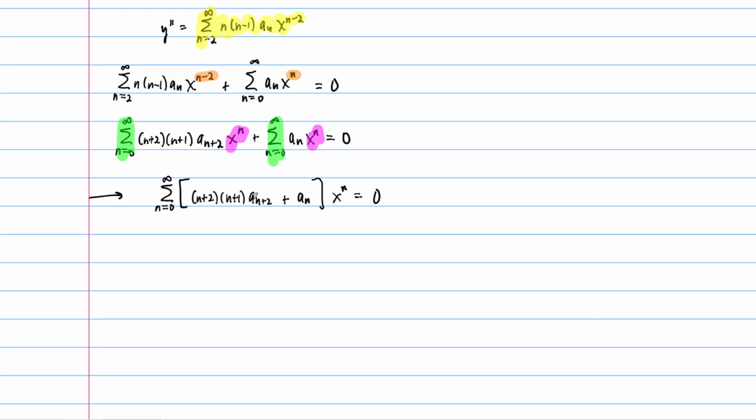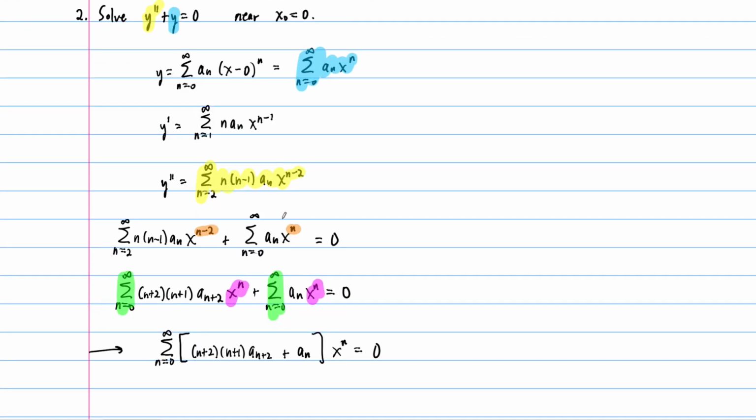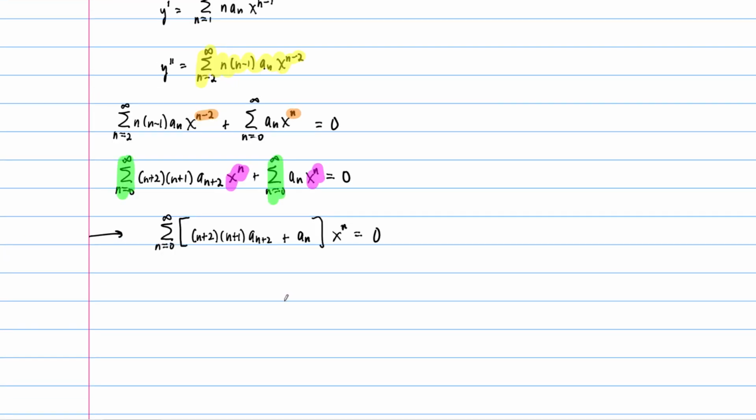So this is the goal of the first part of our solution here. We've plugged our power series into our differential equation. We've shifted the index as needed, right? First to get the powers of x the same, and then we made sure that the starting values in the sums are the same, and the indices are the same. And then we combined it into a single sum.